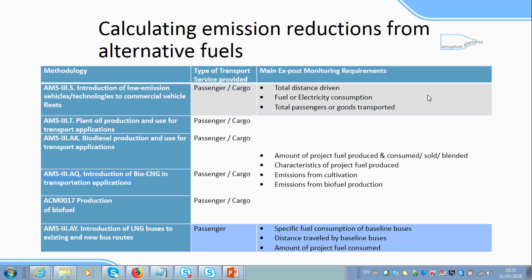In the other 2 cases, the main monitoring requirement is also related to the alternative fuel consumption during the project, and then it's required to monitor some factors related to the operation of the commercial vehicle fleet in the case of the first methodology, or the operation of the bus route in the case of the last methodology, so that a comparison can be made with the level of activity in the baseline.